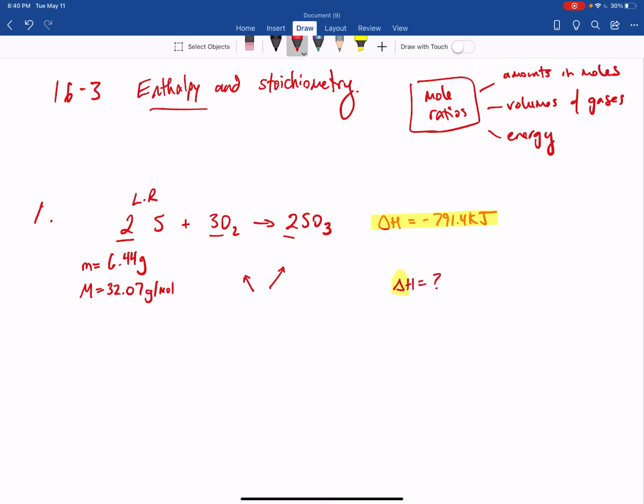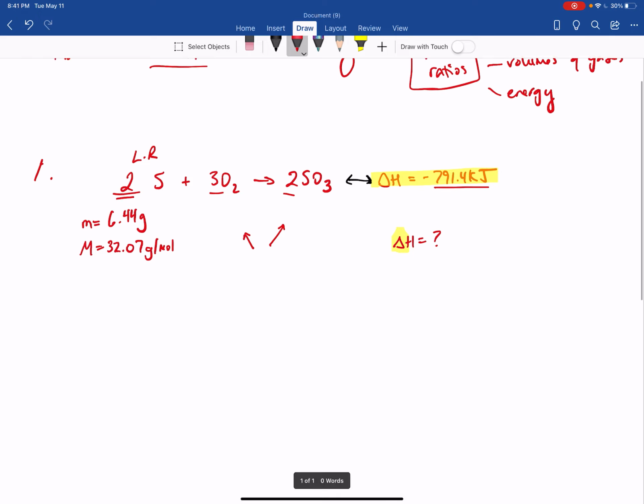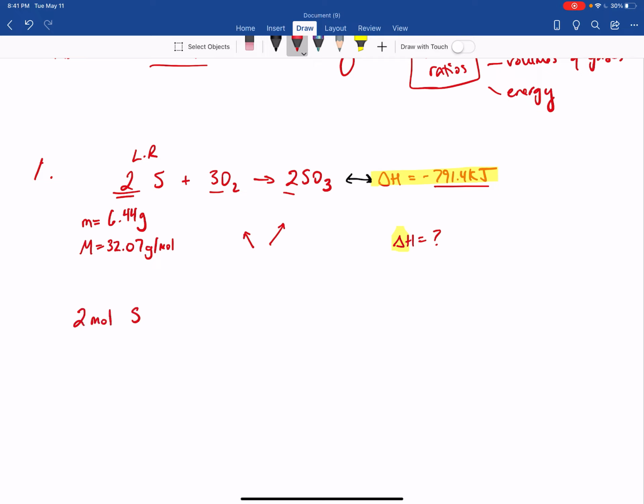So the value that we're given with the reaction here means that for this reaction involving 2 moles of sulfur, 791.4 kilojoules of energy gets released. So we can start it off like this. 2 moles of sulfur, actually, we're going to write that on the bottom. The change in enthalpy is equal to negative 791.4 kilojoules for every 2 moles of sulfur. So that's our first ratio.